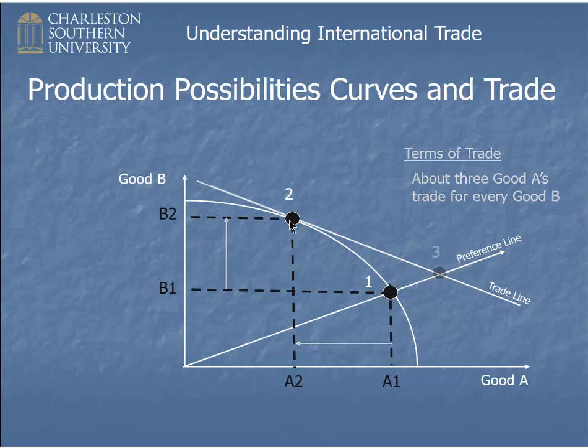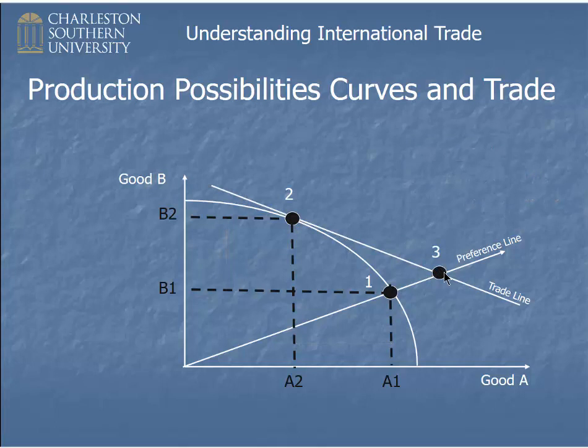Well, what we will do is we will trade for what we really want. We'll take all this good B, load it on a boat, if you want to think about it that way, trade along this trade line till we get out here to point 3. We will consume, not produce now, but we will consume A3 units of good A and B3 units of good B. We can, with trade, consume outside our production possibilities curve.